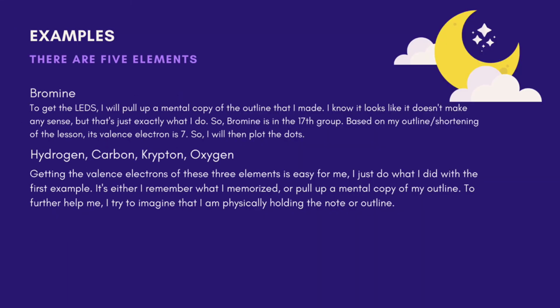So to be honest, I had a hard time with the examples because it's sort of hard to explain unless you've tried it. But for example, for bromine, to get the Lewis structure, I will pull up a mental copy of the outline that I made, unless I memorized it. I know it looks like it doesn't make any sense, but that's exactly what I do. So bromine is in the 17th group, and based on my outline, the valence electron is 7, so I will then plot the dots. It's easy as that. For hydrogen, carbon, krypton, and oxygen, it's basically the same.